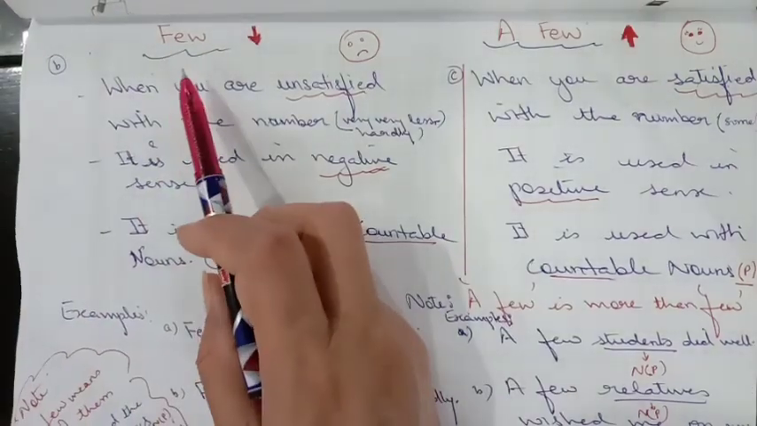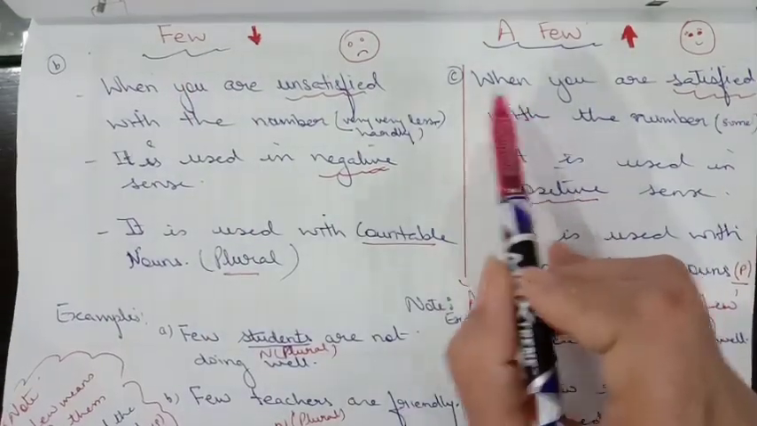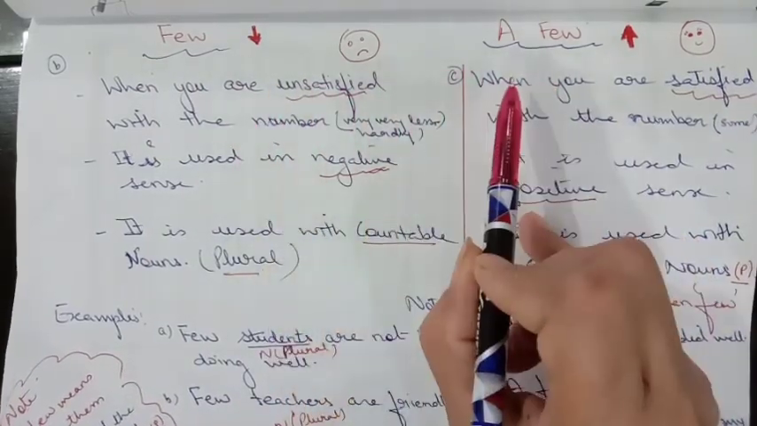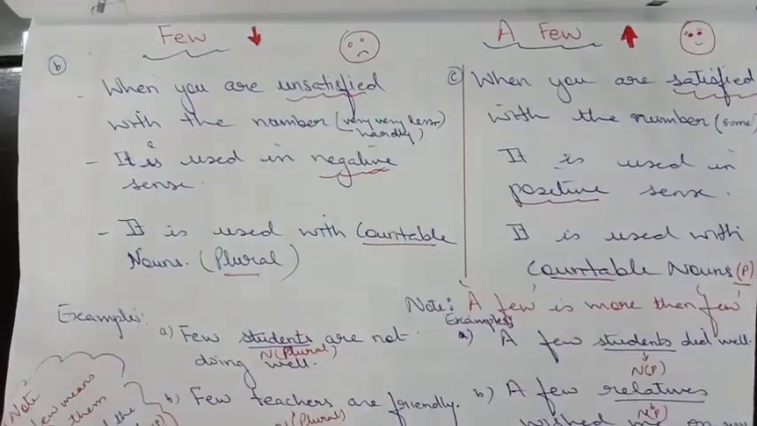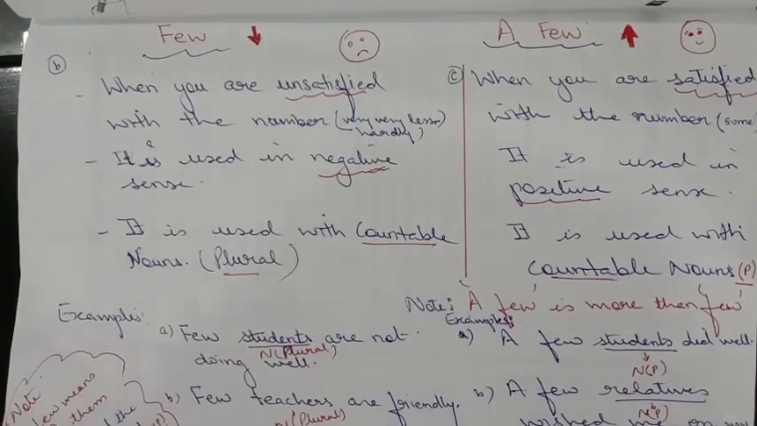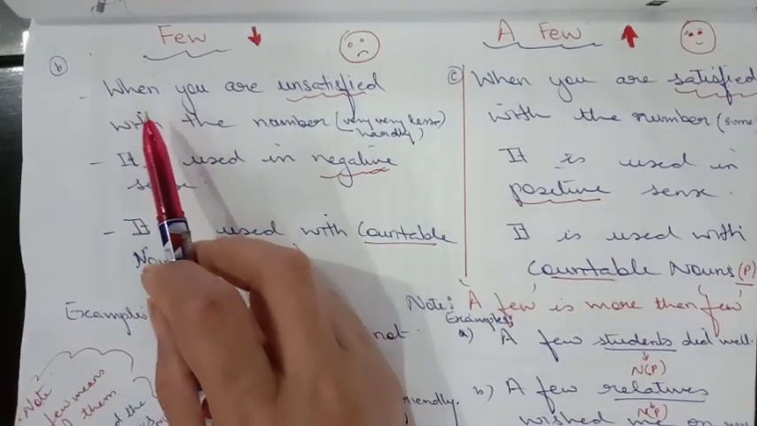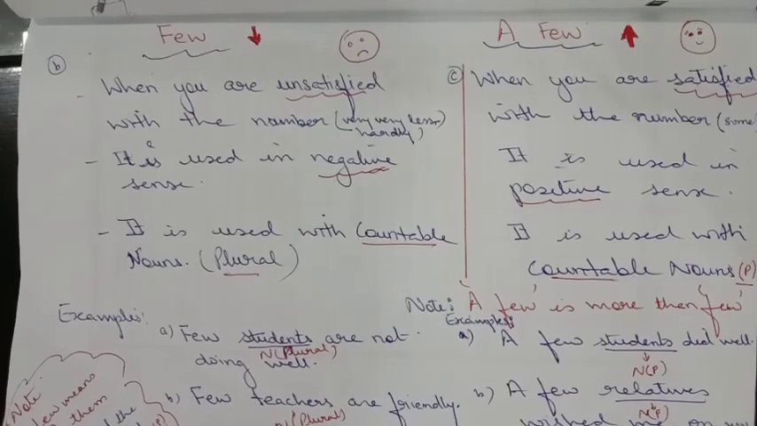The next one is few and a few. I want to make you study both things together so that it becomes easy for you to see the difference, where to use few and where to use a few. What is the difference between them? When you are not satisfied with a number, it is very, very less, so you use few. But when you are satisfied with the number, you have some, there you use a few.